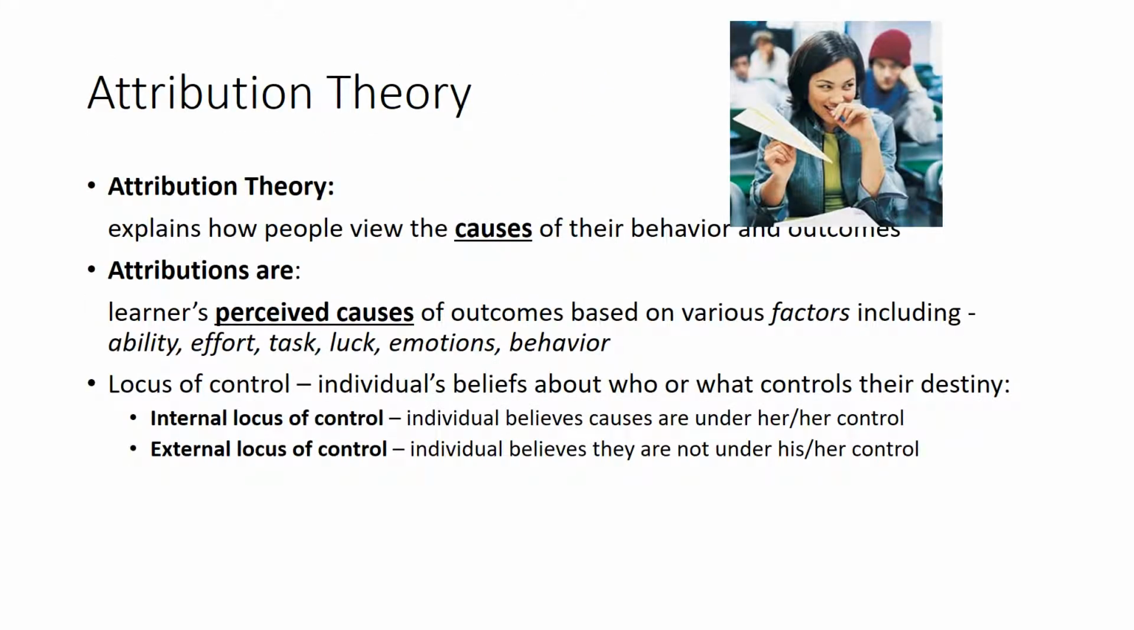Attribution theory explains how people view the causes of their behaviors and outcomes. So again, this was this week. It's another motivation theory. It's where students learn to assign the blame or credit for success or failure, what they put that on, whether they blame themselves or credit themselves, or whether they blame or credit something external to themselves, whether they can develop an internal locus of control or external locus of control.